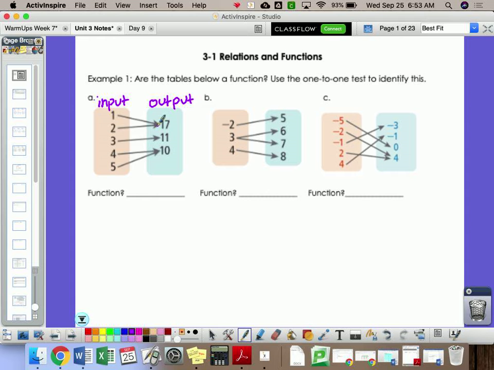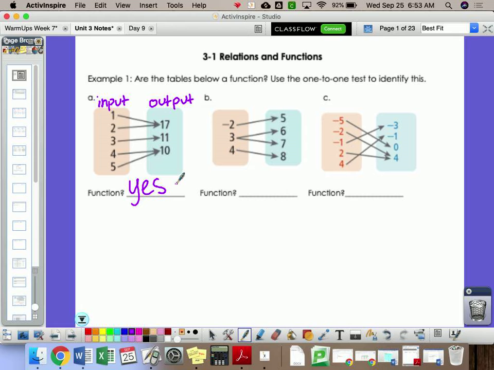The 2 goes to 17 also, but it's just going to its own number. It's not going to 17 and another number. 3 is going to one number, 4 is going to one number, and 5 is going to one number. When you see this, it means that it is a function. So we would say yes, this is a function. Each input is going to one output, the one-to-one test.